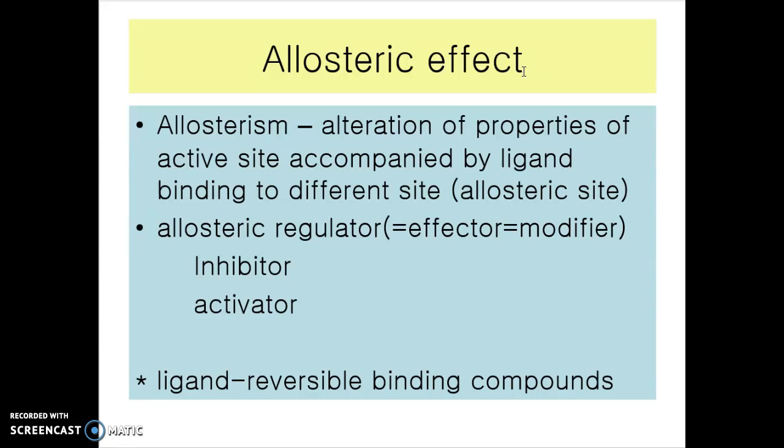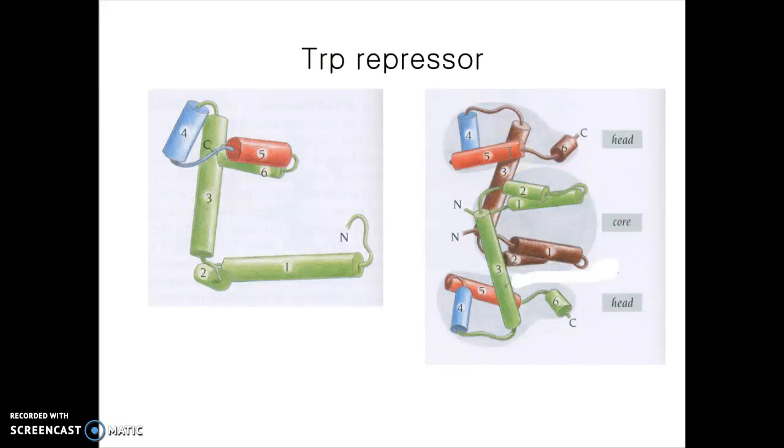The remaining things will be about the allosteric effect. We already had some concept about allosteric effect, so we may skip this one this time. Trp repressor is involved in the trp operon, by which the amino acid tryptophan could be biosynthesized in E. coli.